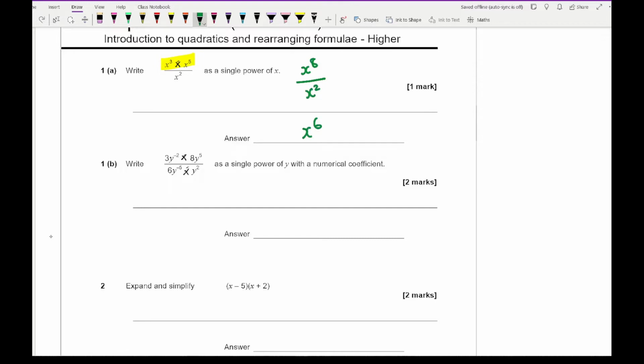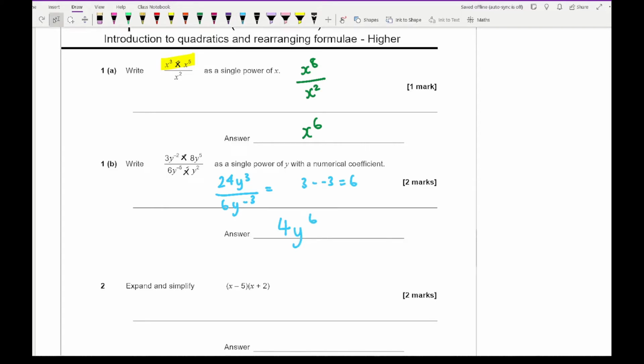With question 1b, we've got to do the same, but this time what we need to do is look at the numbers. So first things first, let's multiply the numbers. So we get 24, and it's going to be y to the power of 3. And then simplifying the bottom, we get 6, and it's going to be y to the power of minus 3. Then dividing the numbers, so we've got 24 divided by 6, which is 4. And then I've got 3 minus minus 3, which equals 6. So it's going to be 4y to the power of 6.